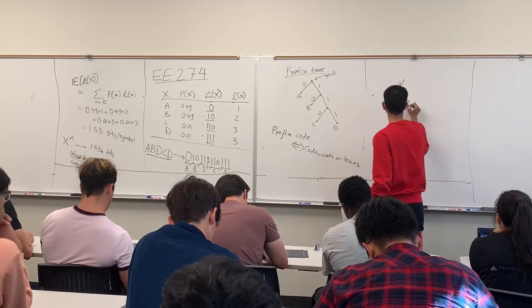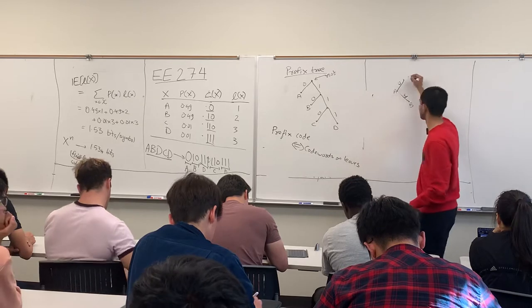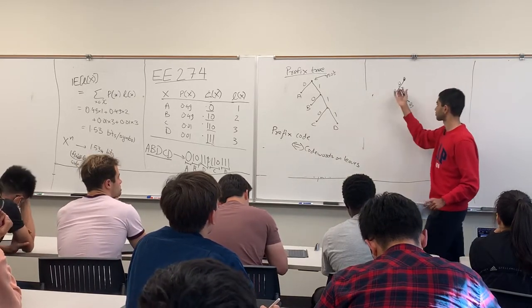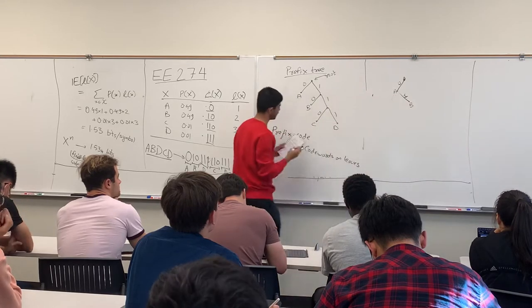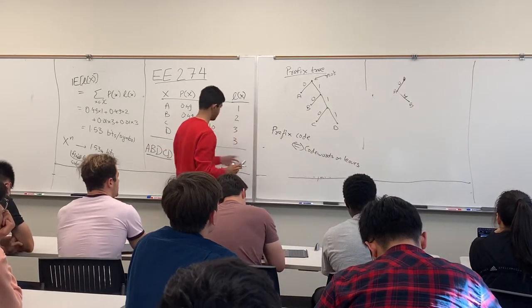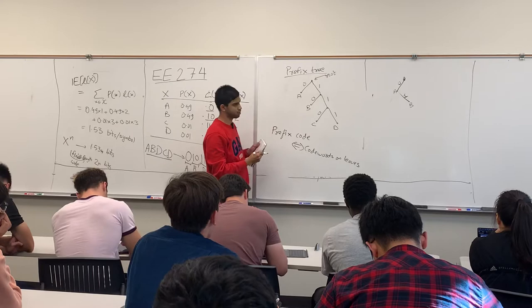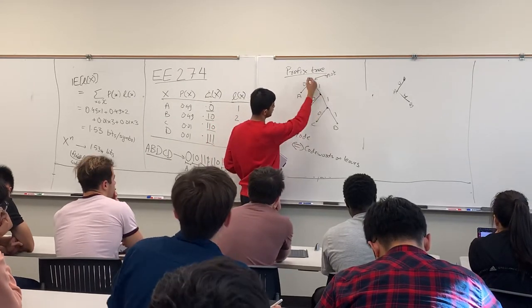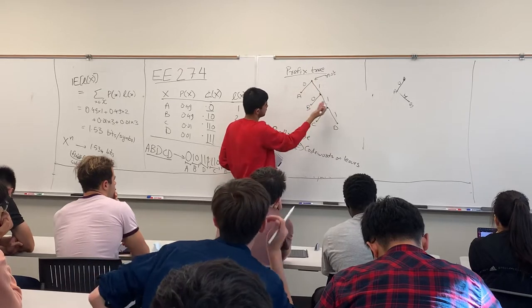Which had A here and B here. So this is not a prefix code because A is not on a leaf, right? The whole idea is prefix codes means that no code word is a prefix of another. So if any code word is internal, that would mean that's just not good.